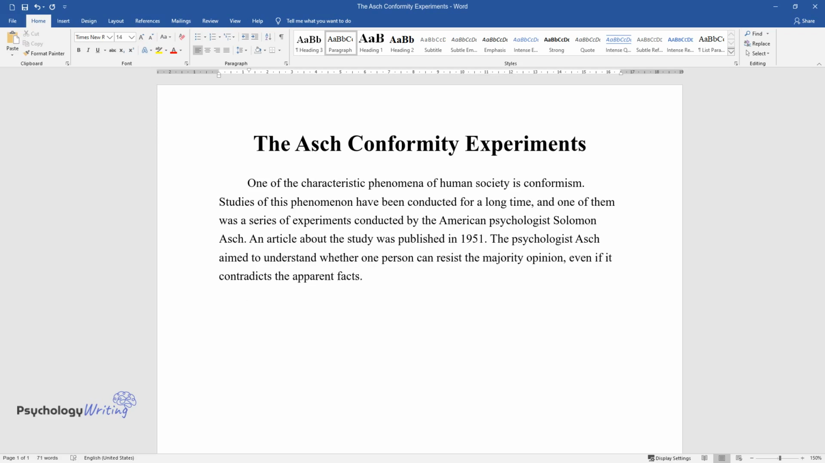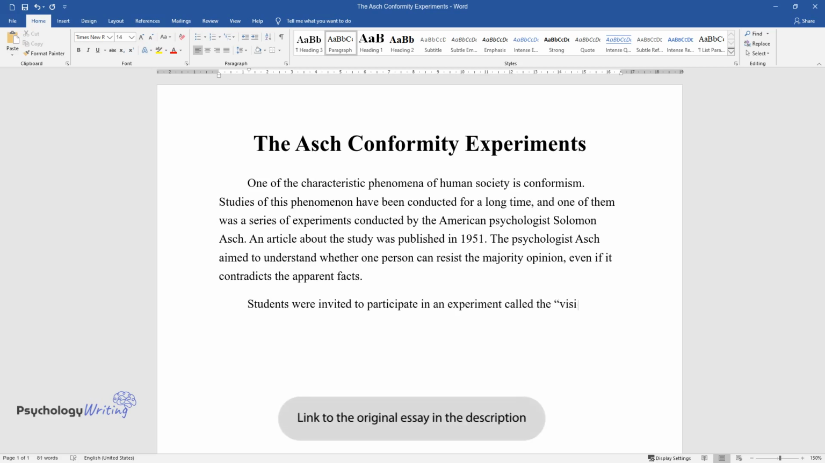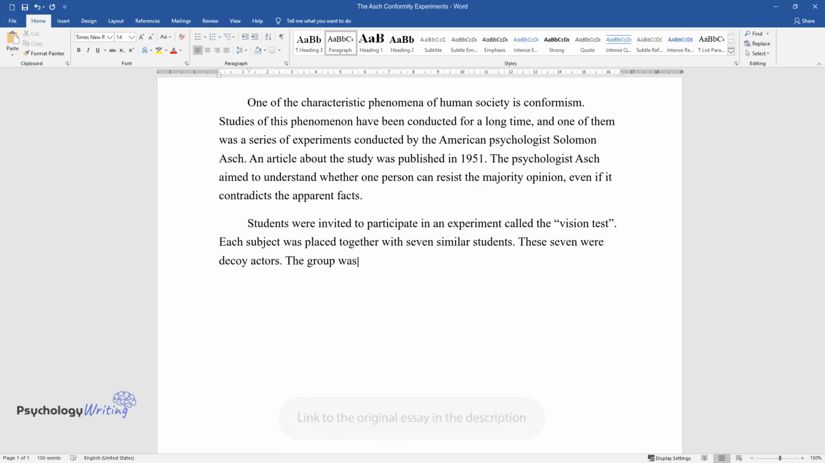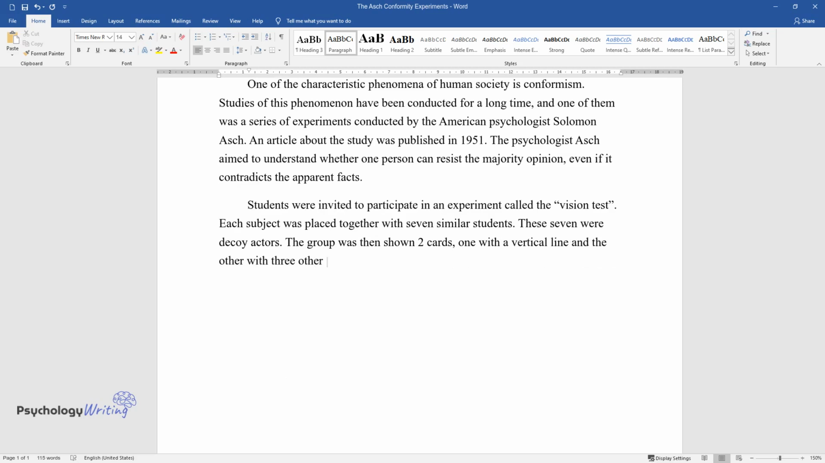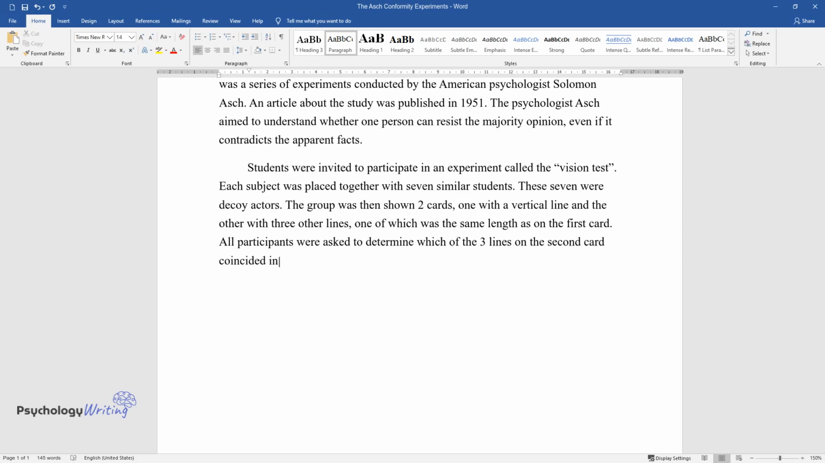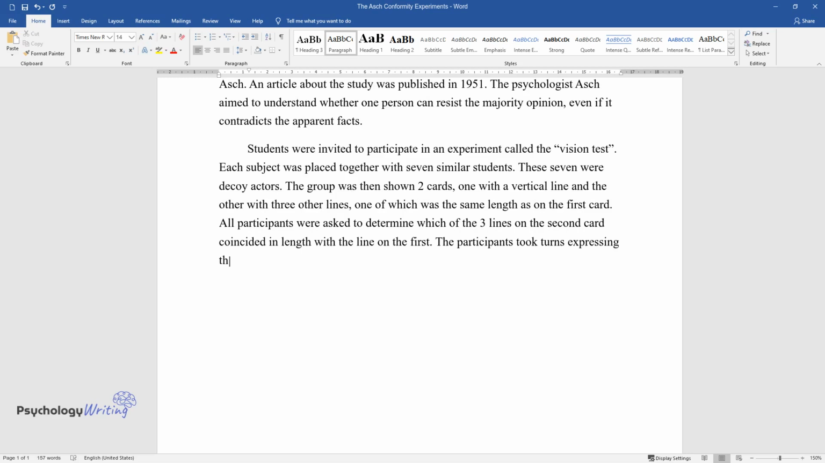facts. Students were invited to participate in an experiment called the vision test. Each subject was placed together with 7 similar students. These 7 were decoy actors. The group was then shown 2 cards, one with a vertical line and the other with 3 other lines, one of which was the same length as on the first card. All participants were asked to determine which of the 3 lines on the second card coincided in length with the line on the first. The participants took turns expressing their views, with the subject's opinion being asked last.